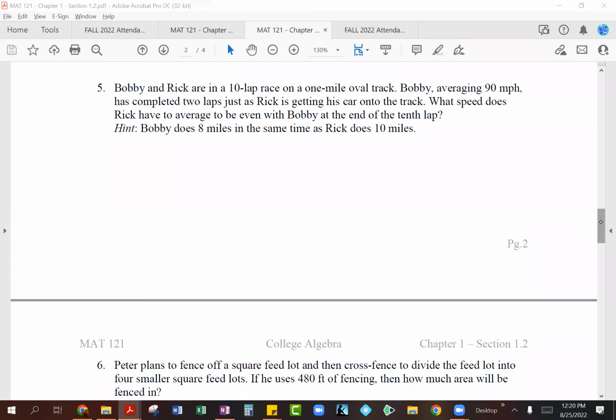So distance, rate, and time. Maybe you want to start out by creating the columns and see, okay, what of those 3 variables do we know for each of the drivers? What information do we have?